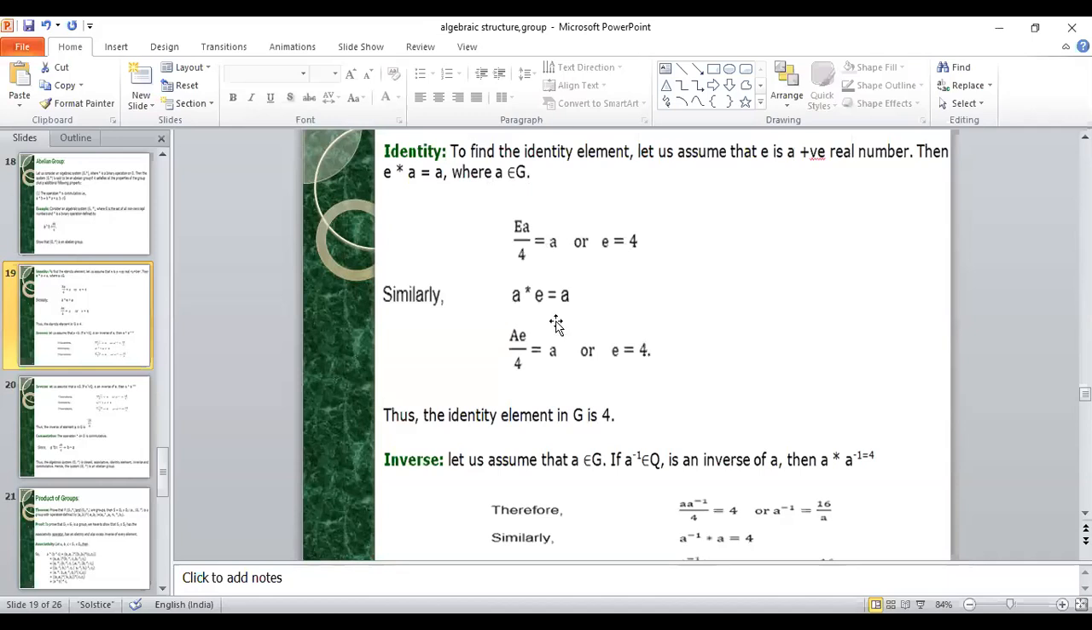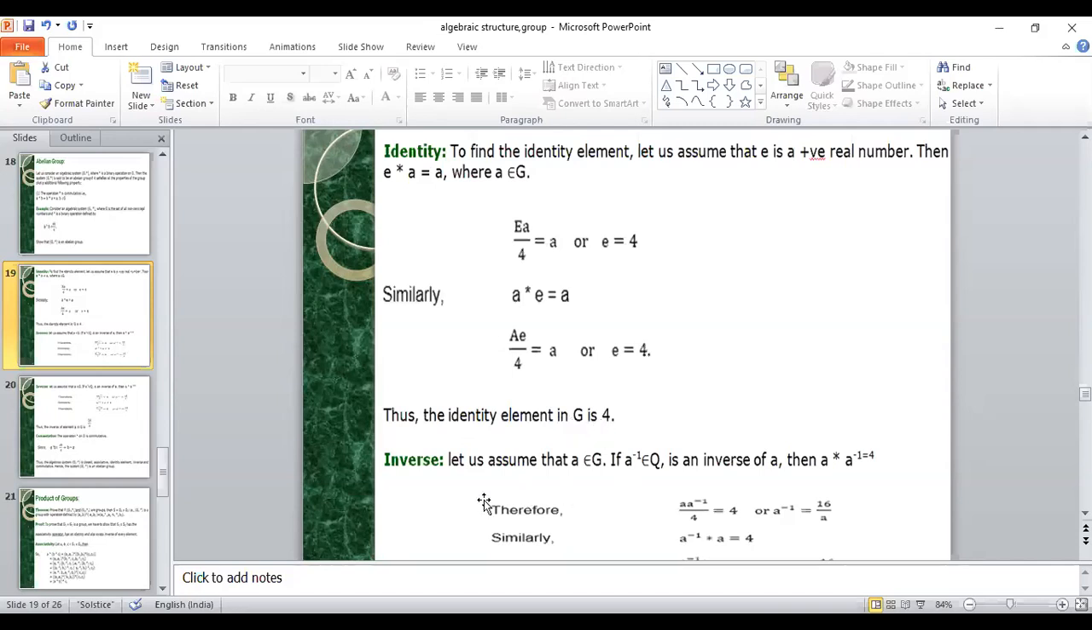Similarly, a * e = a. So a * e is defined as ae/4, and ae/4 = a. Cancelling a, e = 4. So LHS is equal to RHS, and the identity element is 4. Thus the identity element in G is 4. Under this binary operation, this group has the identity element 4.